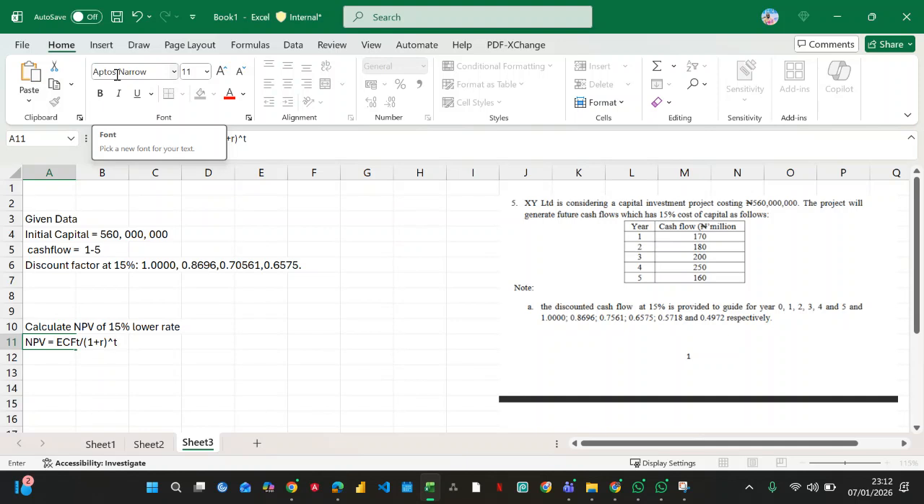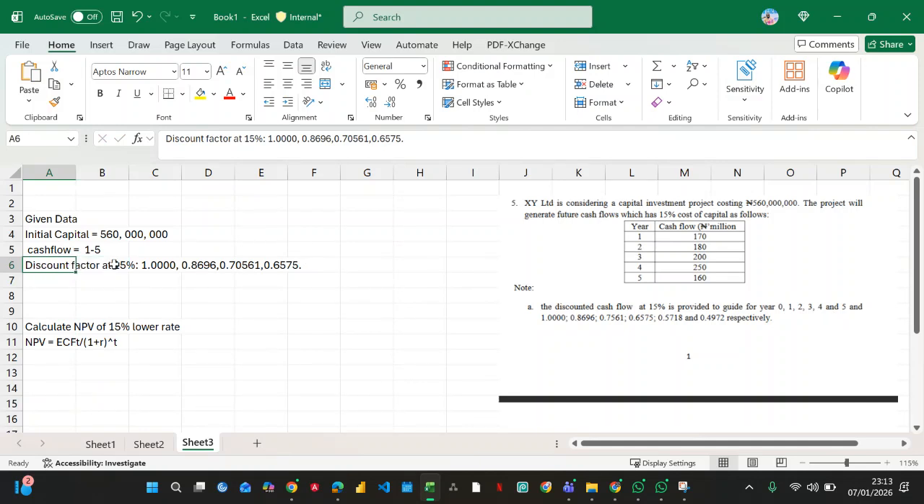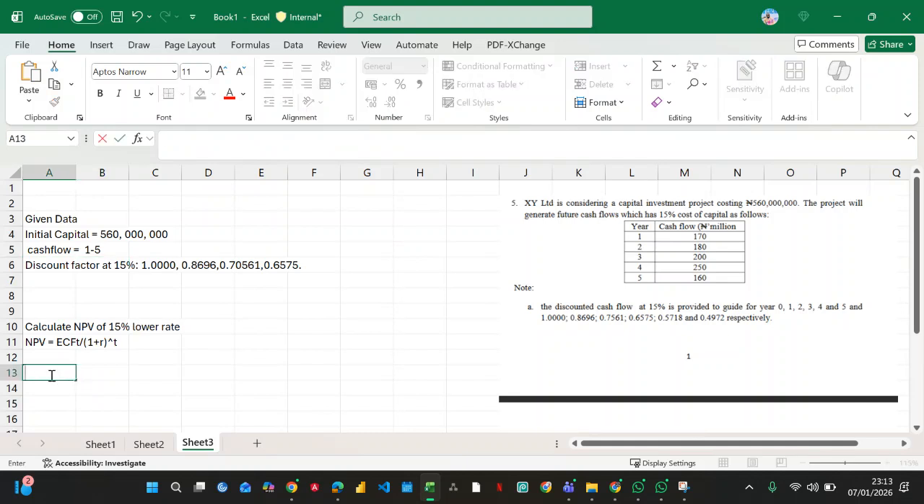In the formula, is that thing supposed to be raised to the power? Okay, these things are actually simple. What this formula is trying to do for you is a very simple thing. We have a discount factor, a DF, for 15%. So to solve this, all we need to do is form a new table.